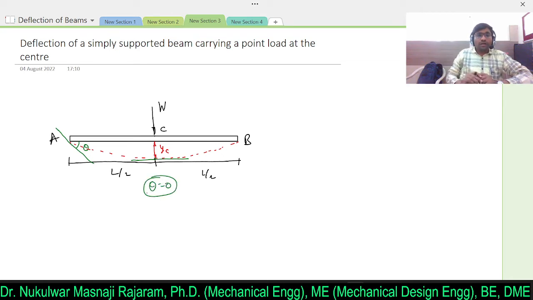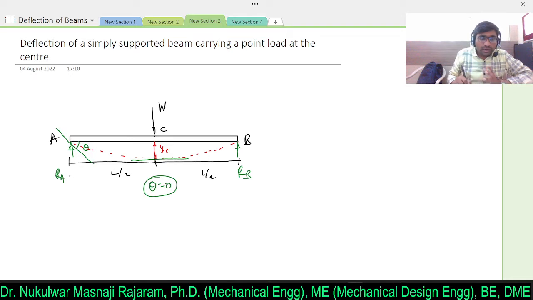Simple. Now what is happening over here? A load is applied and the simply supported beam goes through deflection. Now let's start the problem. When the force is acting and as it is simply supported, then definitely there will be two reaction forces. So I will write RA and RB.